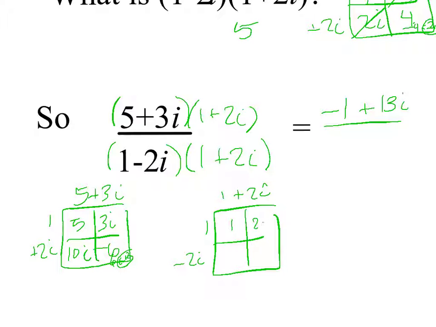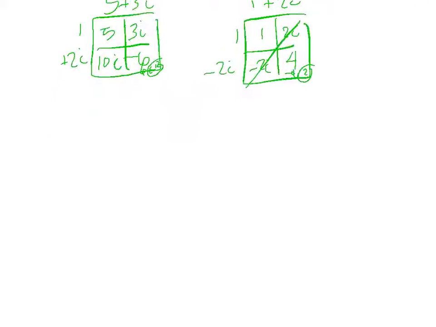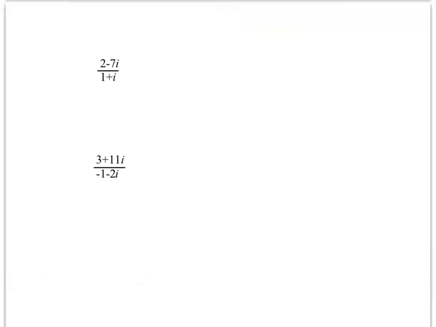We get 1, and then we get 2i, and minus 2i, and then we get negative 4i squared, and i squared is negative 1, so we get a positive 4. So the 2i and negative 2i cancel. 1 plus 4 is 5. And now this is actually going to be our answer. We get negative 1 plus 13i all over 5 is going to be our answer. There's really no other math to do there. So as long as you don't have i in the bottom, you're good to go.